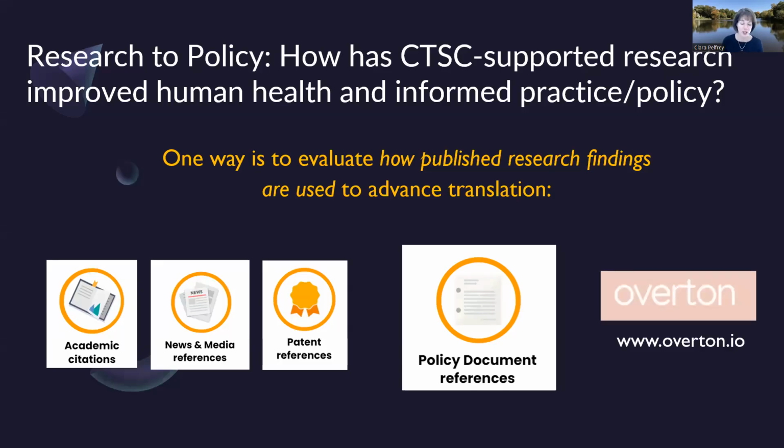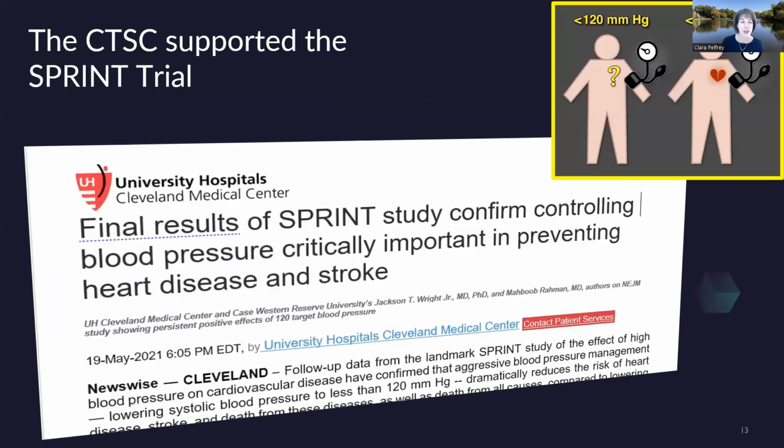So again, we're also looking at other ways that research has gone, all our research that's supported by the CTSC, has gone all the way to policy. And one way we do that is by looking at policy document references. And we do that with a website called overton.io. So this is a really important one that came out of a multi-center trial, but the head people were in Cleveland at University Hospitals. And it was called the SPRINT study. And it was a study to confirm that controlling blood pressure at 120 systolic pressure was critically important in preventing heart disease and stroke.